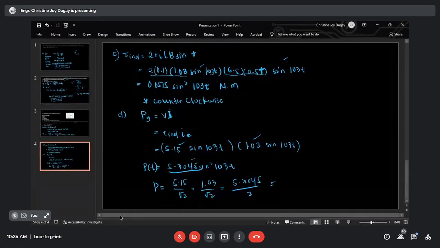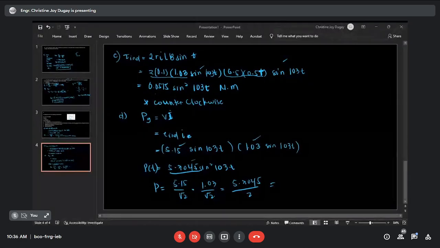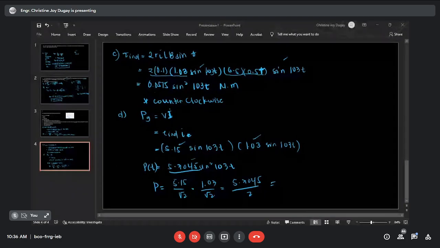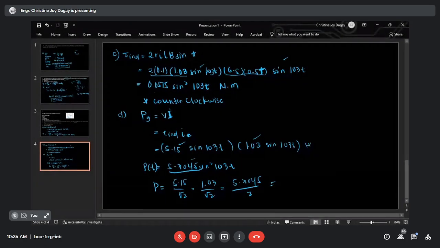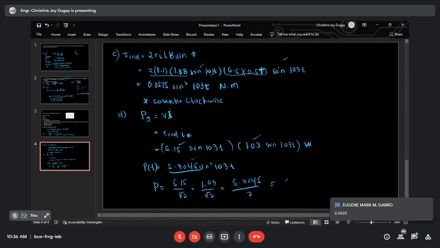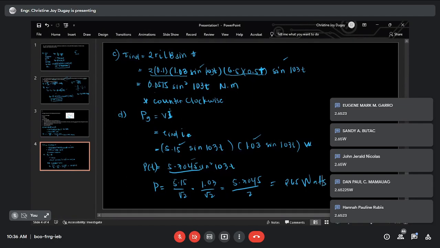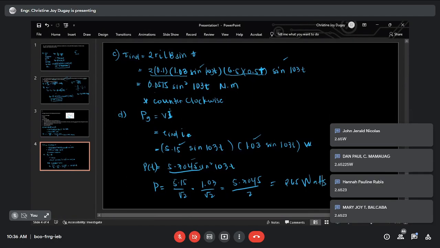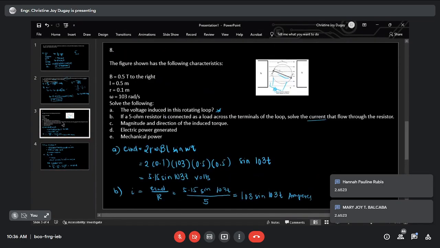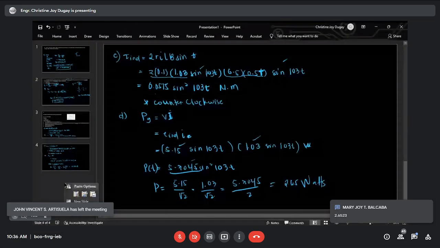So ilang watts ngayon ang power generated natin? Ilan ngayon ang value ng power generated po natin? 2.65 watts, no? Okay, other than that, may pinapasok pa pala. Akala ko tapos na, no?